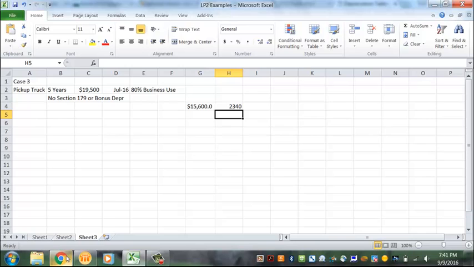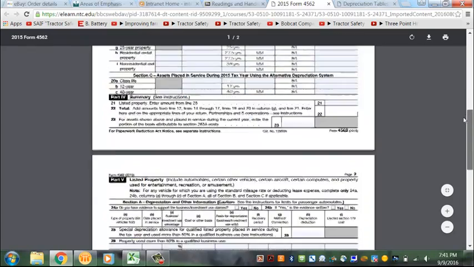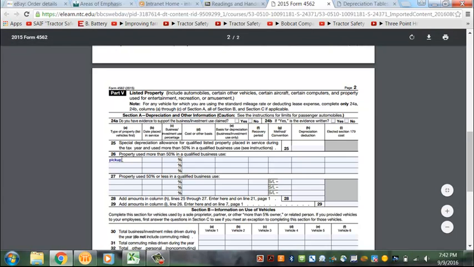Pretty simple. We move back to the Form 4562, and this time we're going on to page 2 because we're looking at Part V, which is for our listed property. So we're going to do line 26, that is property used more than 50% in a qualified business use. The type of property is a pickup truck. Our date placed in service is 7/1/2016 because we bought it in July of 2016.